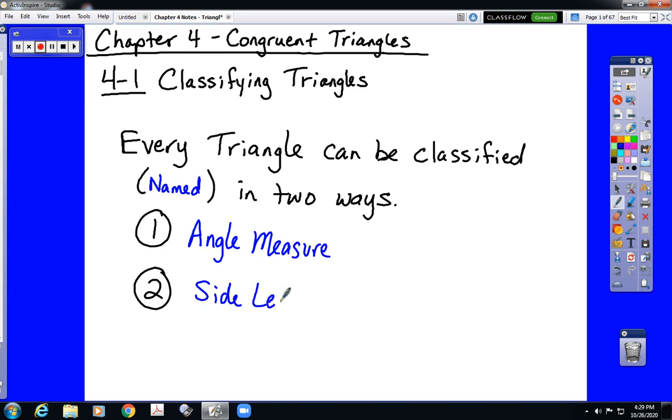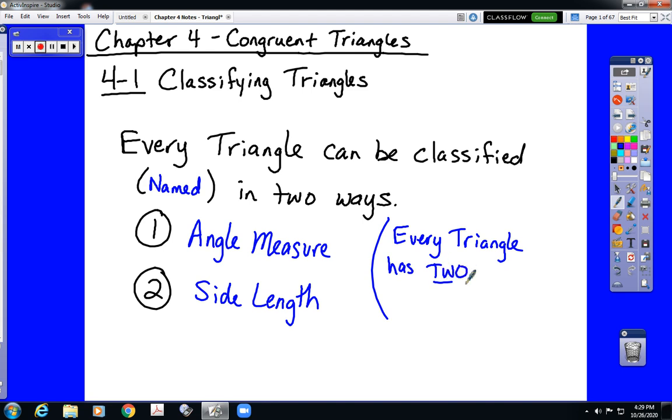These names are completely unrelated to each other, and all of these should be things that we have heard before. So in other words, what I'm saying is that every triangle has two different names. They are not related to each other in any way, and it is possible for any of the three from the angle measure side to be related to any of the three from the side length side.